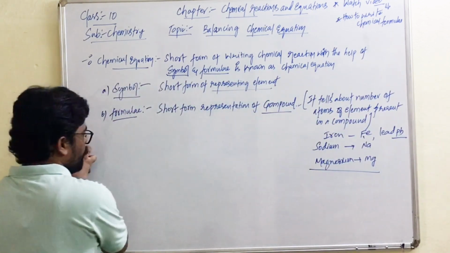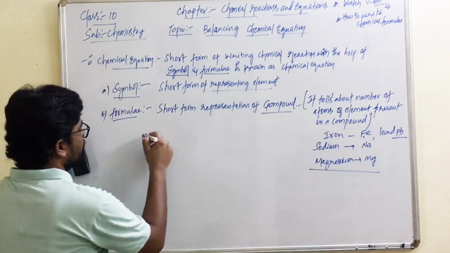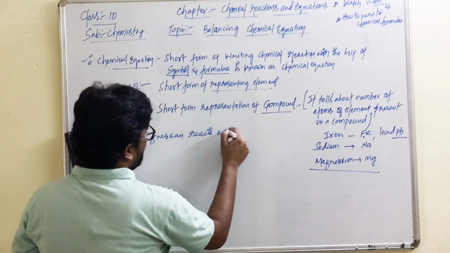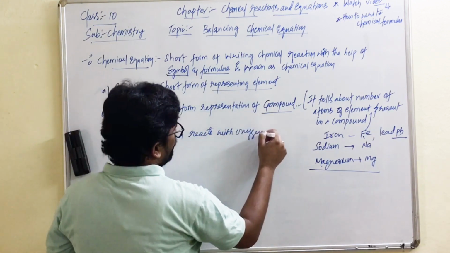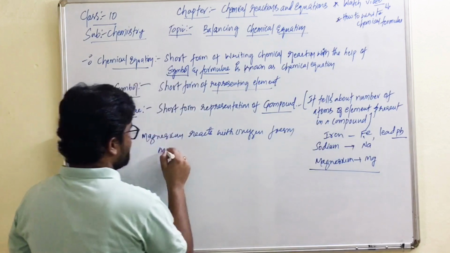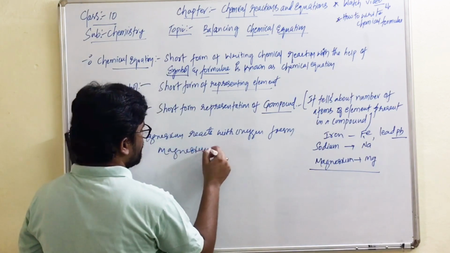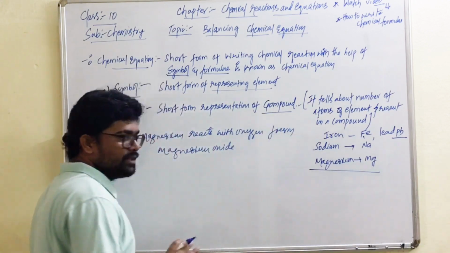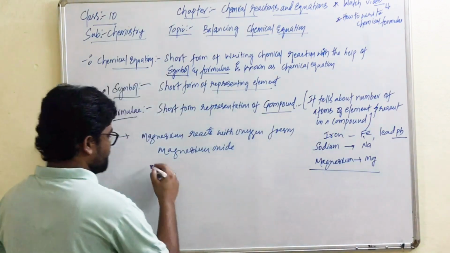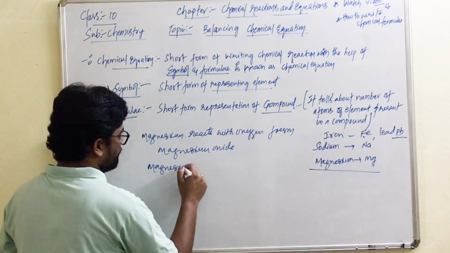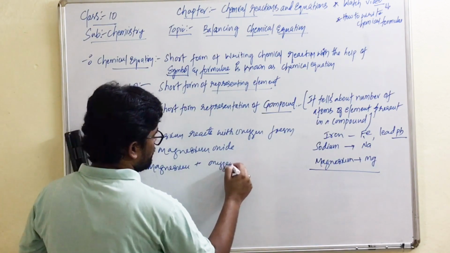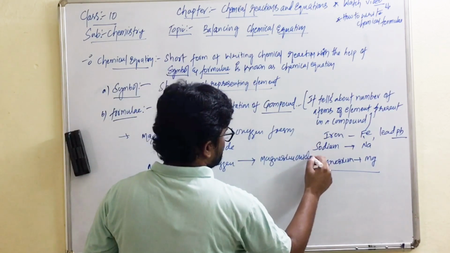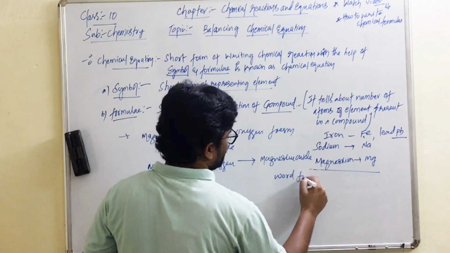We studied a few activities. Magnesium reacts with oxygen and forms magnesium oxide. This is the reaction that we studied. To represent this reaction in this way is quite long, right? If it is written like this, magnesium plus oxygen gives you magnesium oxide, this is the word form.